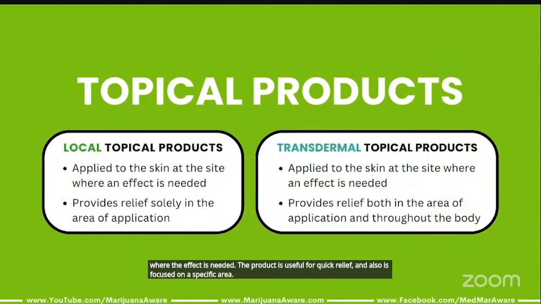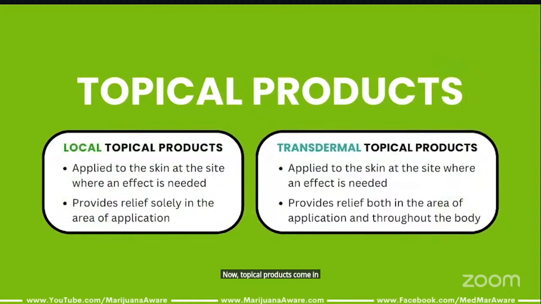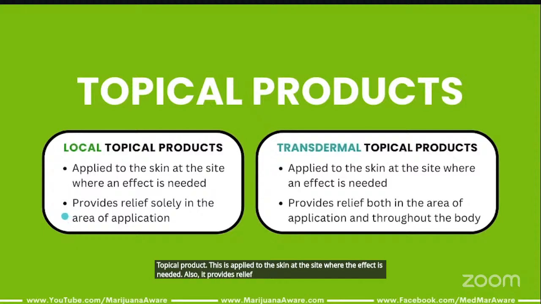Now, topical products come in 2 different varieties. One is a localized topical product. This is applied to the skin at the site where the effect is needed, and it provides relief solely to that particular area. Transdermal products are also applied to the site, but they penetrate into your body. They give you relief not only in that area, but also throughout your entire body.